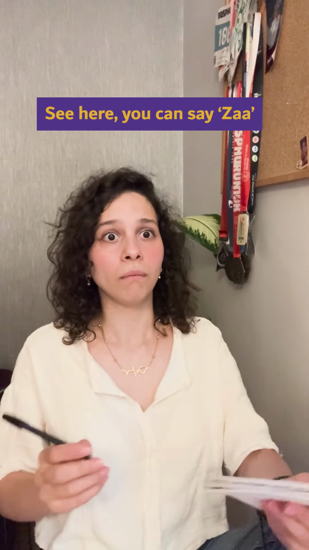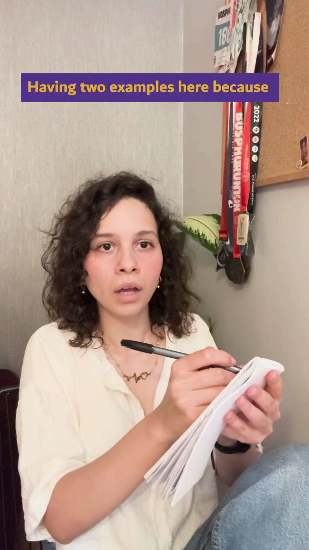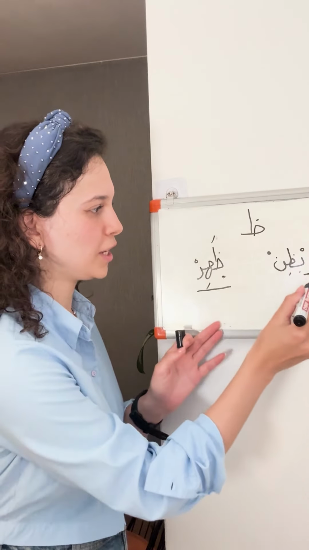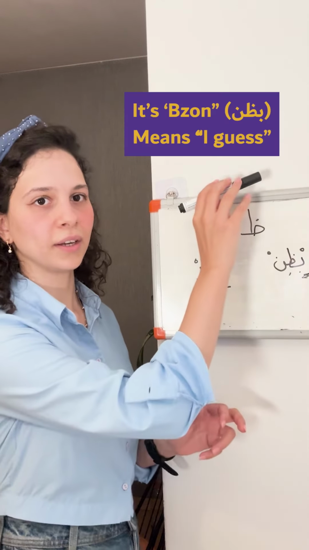See here, you can't say za. This actually was my point of having two examples here, because when you see there is a sukun, and here you can say za, so it's bzun, which is I guess whatever.